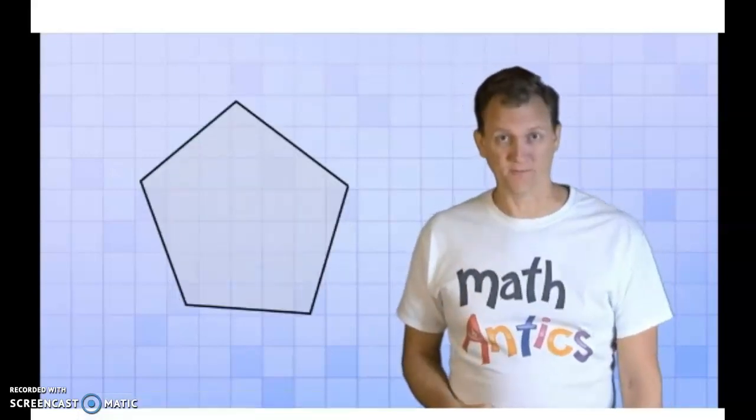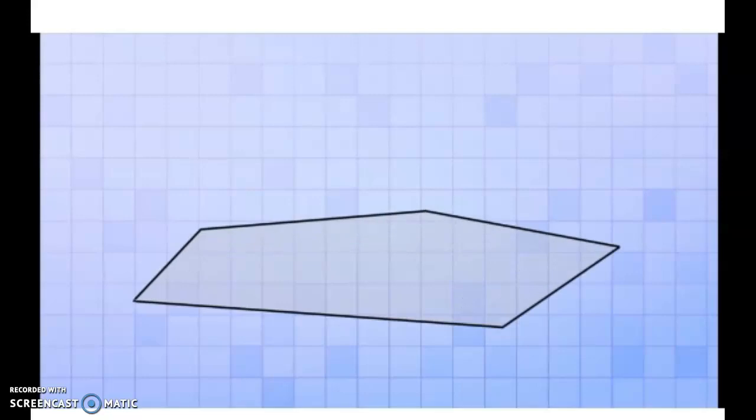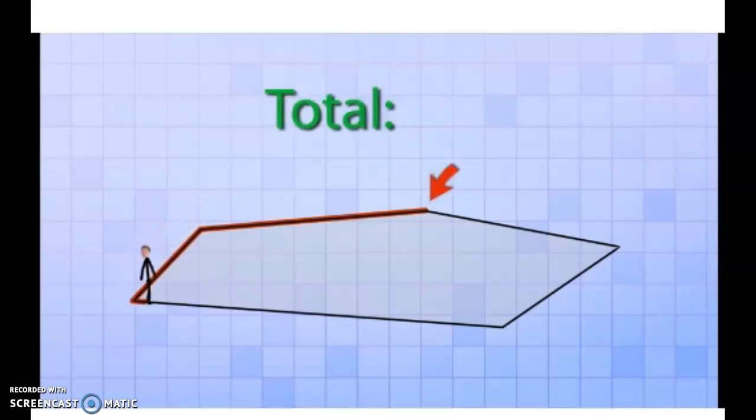A good way to see what perimeter is to imagine that you could walk right along the edge of a shape, like this five-sided polygon. Imagine starting at one of the polygon's vertices and then walking along each side until you got all the way back to the point that you started from. The total distance you traveled would be the perimeter of that shape.